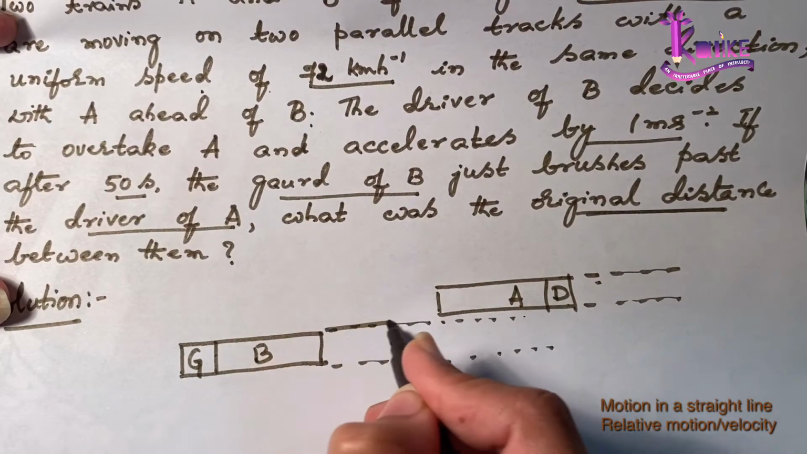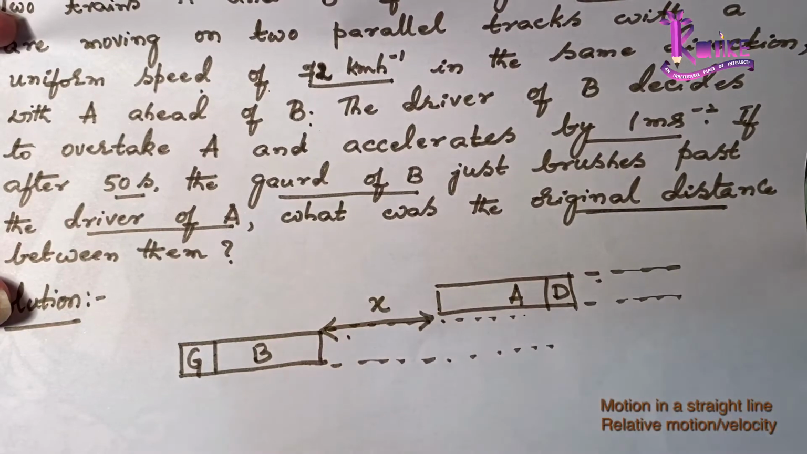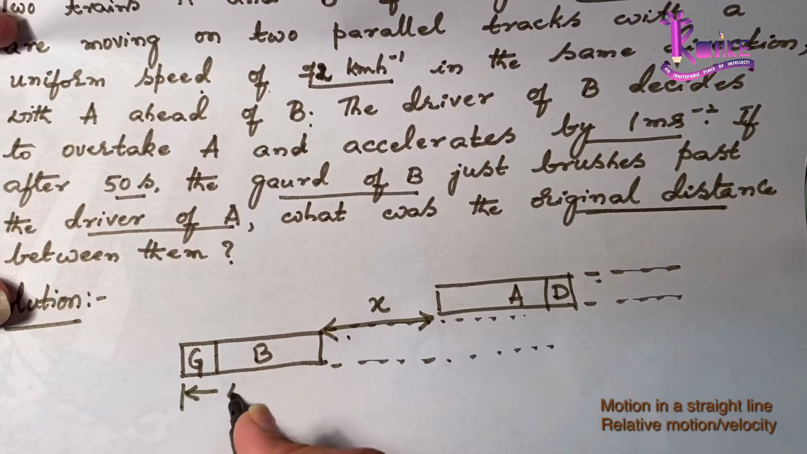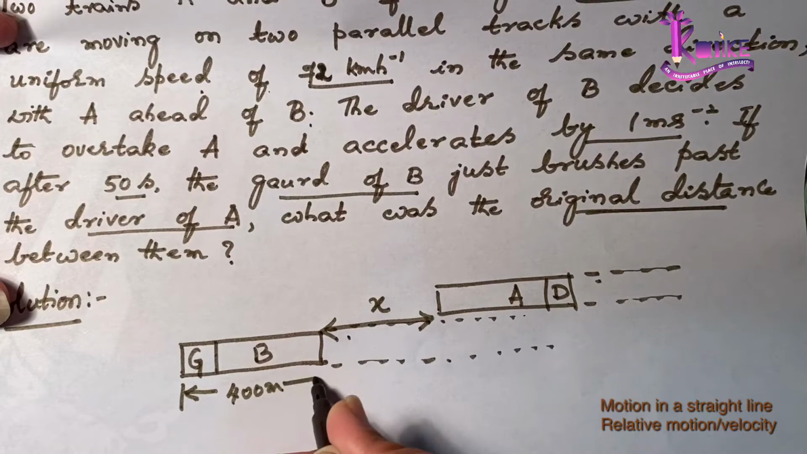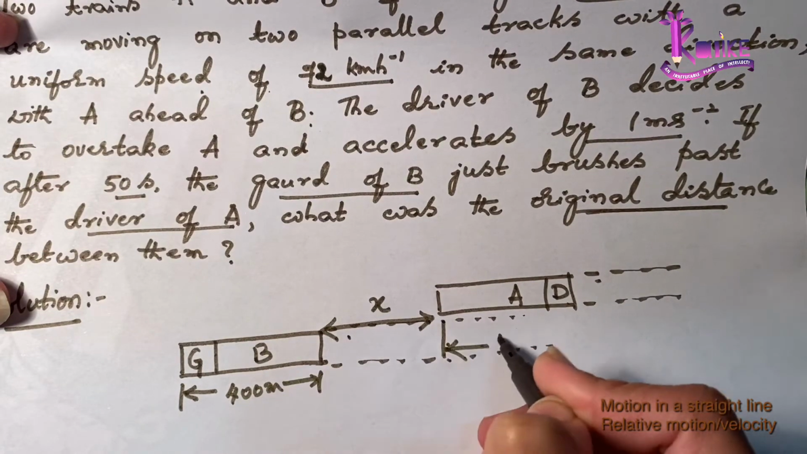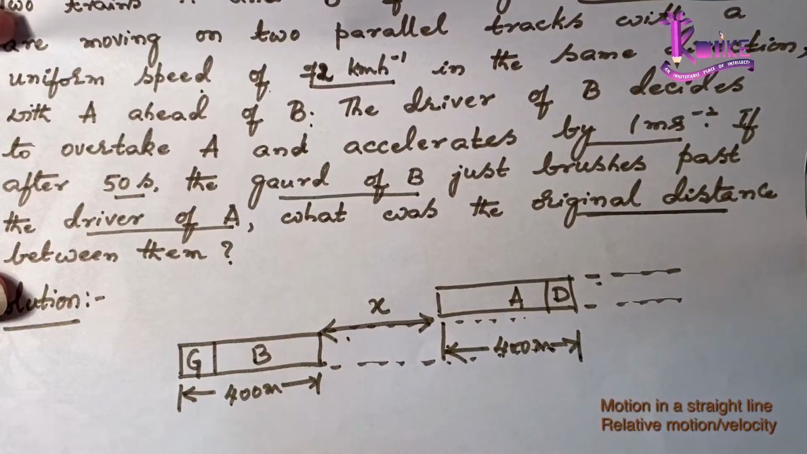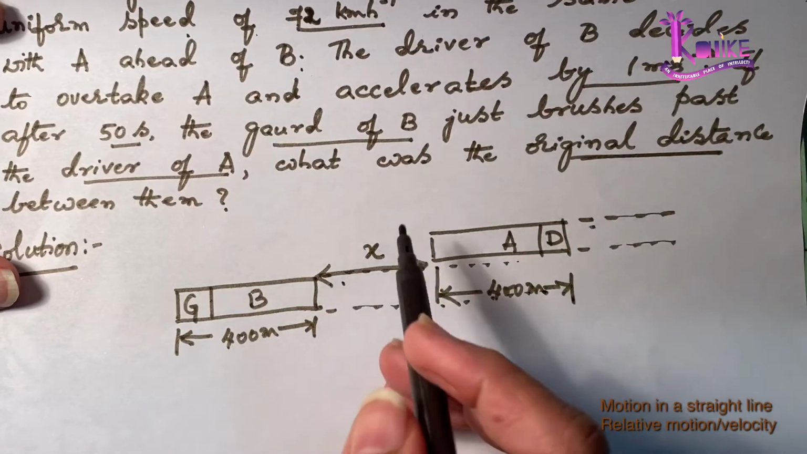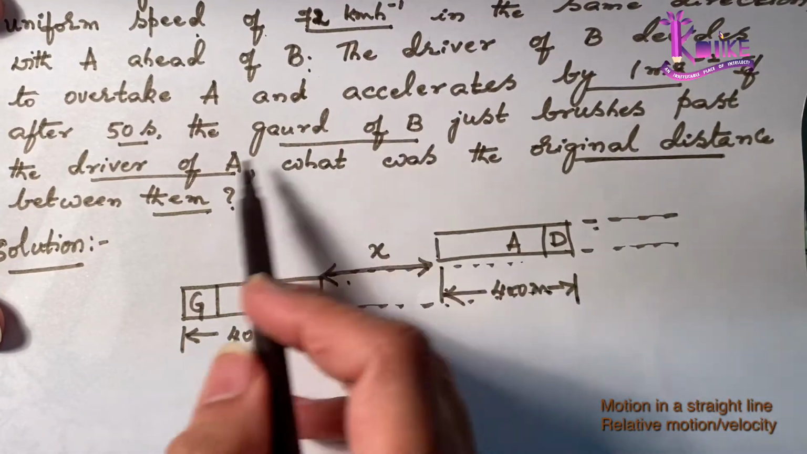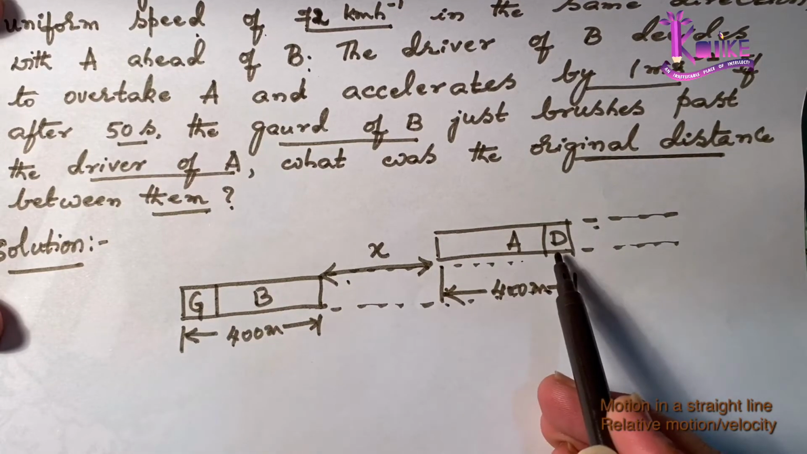So initially there is a distance between them. I call that as X. We know this is 400 meters in length. Also, this is 400 meters in length, right? So, what's the question? You have to calculate the original distance between them. What do you mean by them? It is the guard of B and driver of A. So this is where the guard of B is, and this is the driver of A.